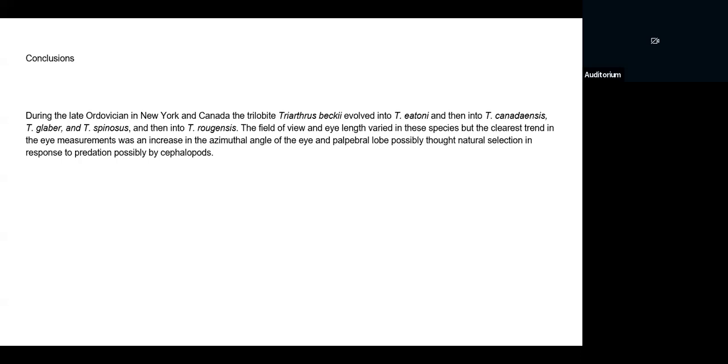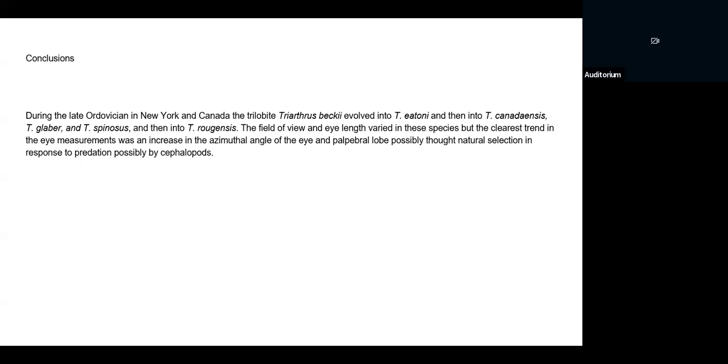Was there stasis going on, or were there punctuated equilibrium events? You can look at heterochrony, because with Triarthrus we've got the baby protaspid stage, the intermediate meraspid stage, and the holaspids for becki and eatoni. And so the end result is it looks like it's recapitulation. It looks like these things are starting with becki in the juvenile stages of eatoni and then modifying it as they go through to eatoni.